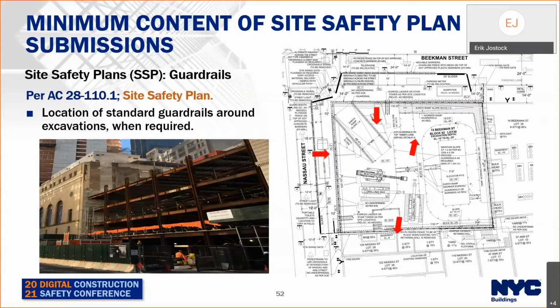Guardrails. Location of standard guardrails around excavations where required. BC 3304.4.4. All open edges of an excavation that are 6 feet or greater in depth shall be protected by a guardrail system meeting the requirements of 3308.7 or by a solid enclosure of at least 3 foot 6 inches high.